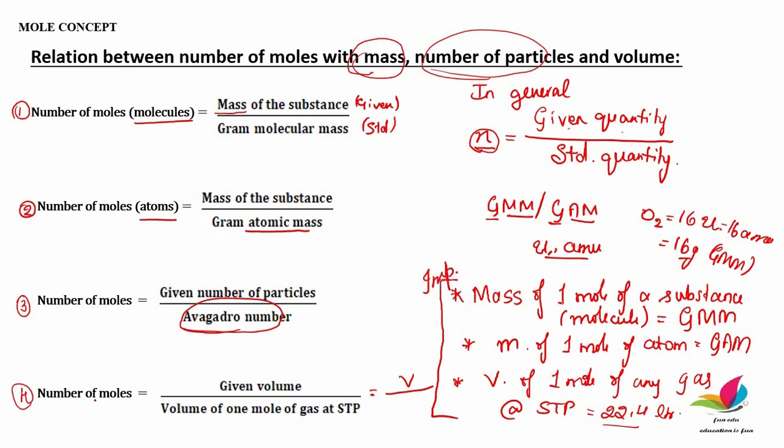Okay, so that's why number of moles is equal to given volume by volume of 1 mole of a gas at STP, that is V divided by 22.4 liters. Okay, V divided by 22.4 liters. This is fixed. Here Avogadro number is fixed, that is 6.023 into 10 to the power 23. So here gram atomic mass and gram molecular mass, that depends upon the molecule or the atom that you have taken or given. Okay, I hope you understood these relations. These are 4 important relations, okay, that we will use for solving our problem.